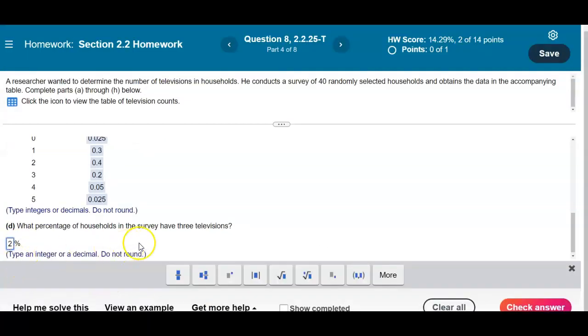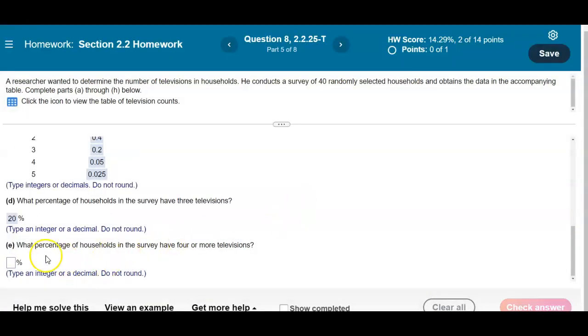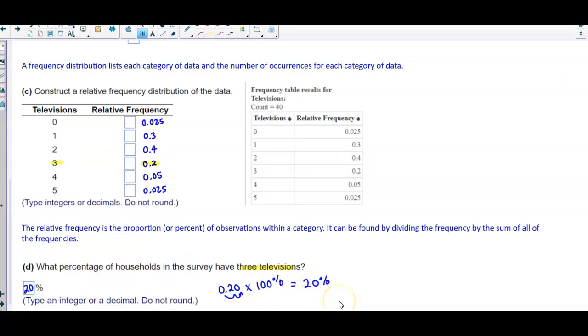There is 20, and then there is our result. Okay, the next question says, what percentage of households in the survey have 4 or more televisions? So 4 or more, let's go ahead and look at our result here. So we want to be able to find 4 or more. So I'm just going to use this other one here. So 4 or more, there's 4 and there's 5. So it's those 2 right there.